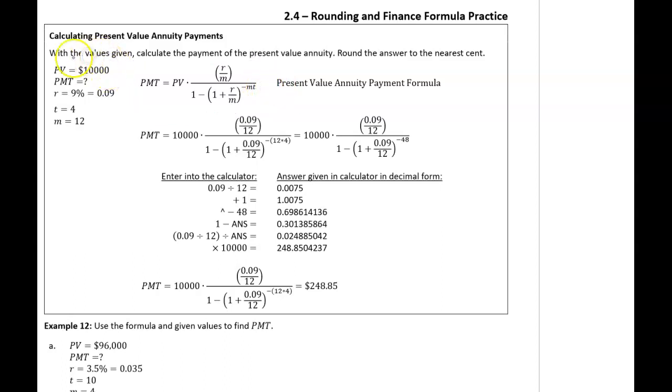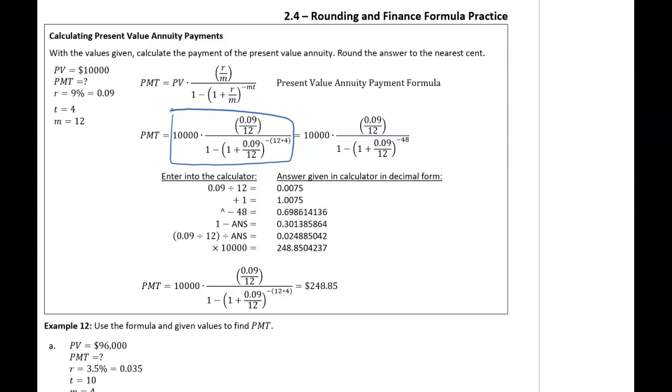So with the given values, we have $10,000 as our present value. We're looking for payment, 9% interest, time of 4 years, and compounded 12 times a year, monthly. Plugging those into the present value annuity payment version, here's what we would work with. So all the numbers are plugged into the right place.